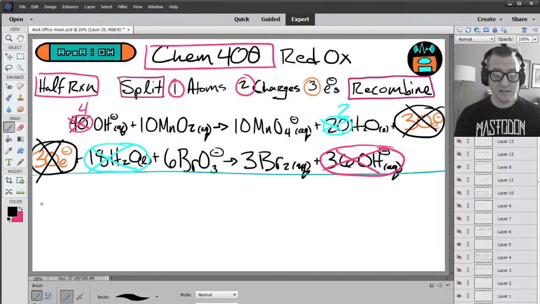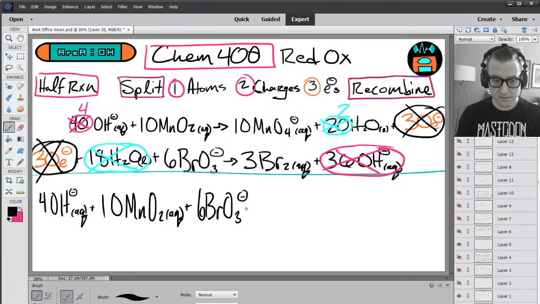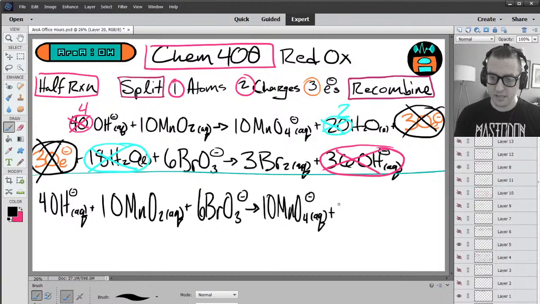So let's look at what's on the reactant side. We have 4 hydroxide ions plus 10 manganese 4 oxide molecules plus 6 bromate ions produce, let's see, 10 permanganate ions plus 2 water molecules plus 3 bromine molecules.